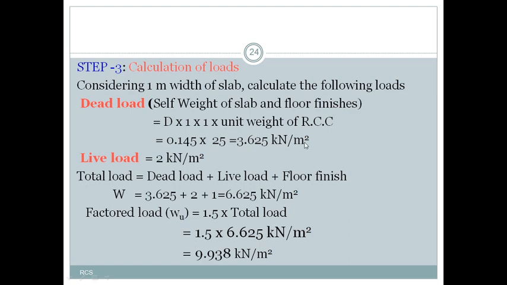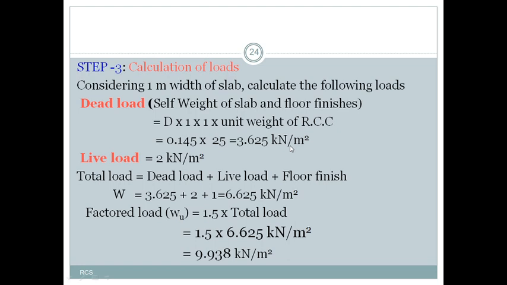Here you may have a doubt about why it is taken in terms of meter square. As I told you in the definition, a slab is a two-dimensional element. So we are calculating the dead load for a unit area. For 1 meter area this will be the dead load, for 1 meter area the live load, and for 1 meter area the floor finish. Like that, we calculate loads per meter square area with respect to the slab.